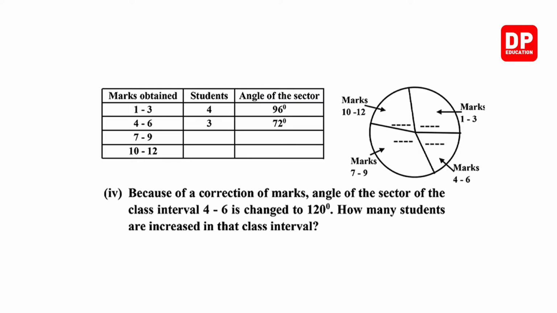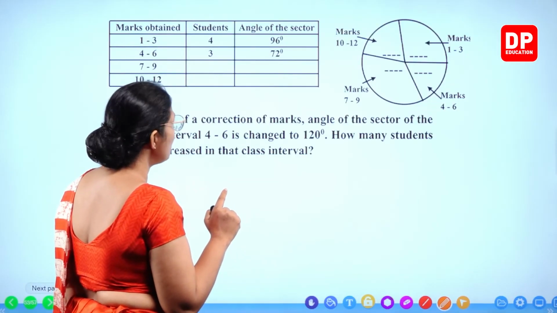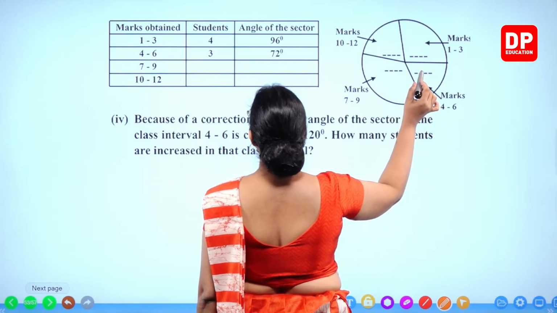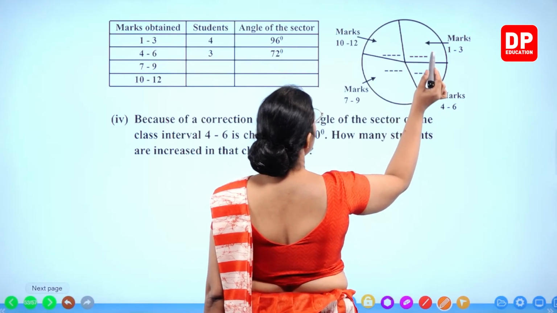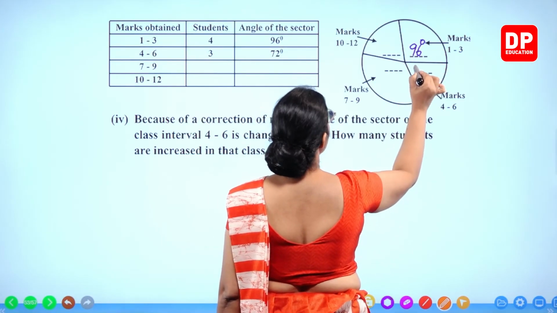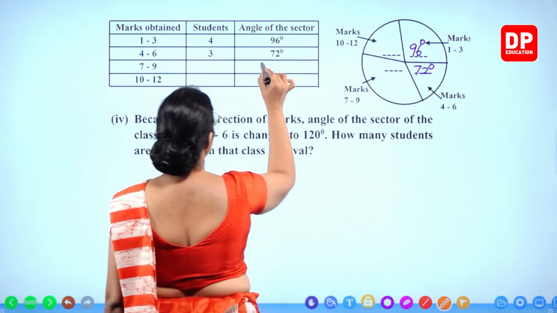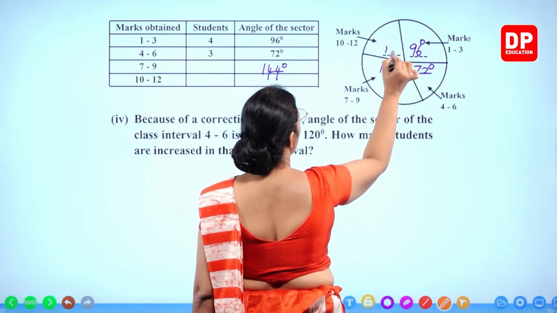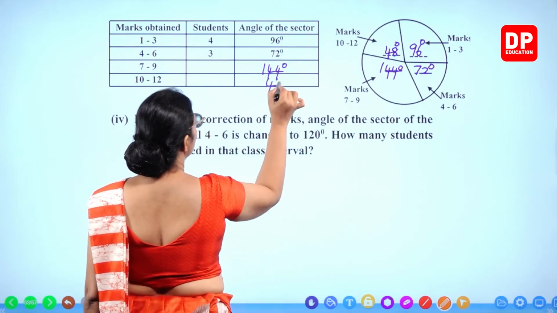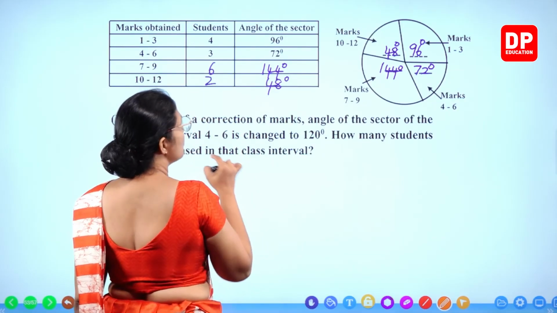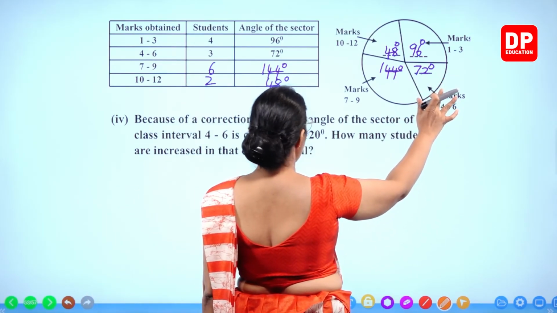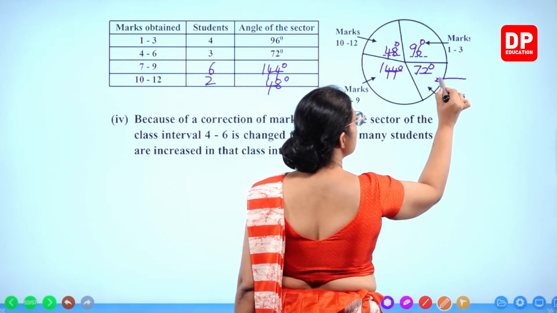Then let's see the next part. Because of a correction of marks, angle of the sector of the class interval 4 to 6. This one. Let's fill that again. 96, 72, and we found 144 here and 48 here. And this is 6 and 2. Angle of sector of class interval 4 to 6 is changed to 120. So this is now 120.